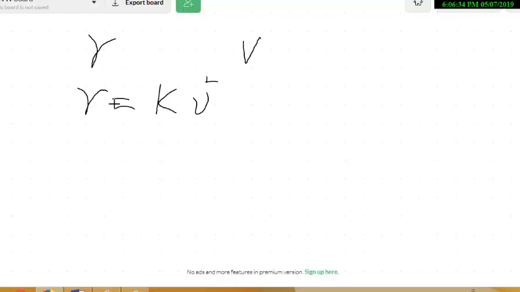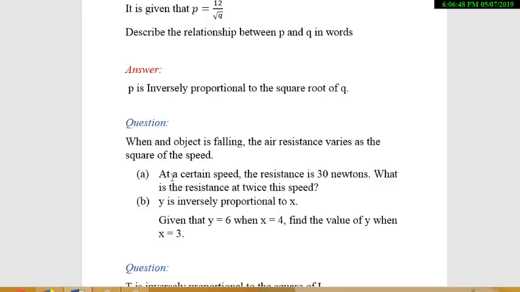Resistance is directly proportional to the square of the speed. To find this formula completely, we have to find the value of K first. Then we can say that this formula is complete. So let's see how to use it. Let's come to the first part of the question.